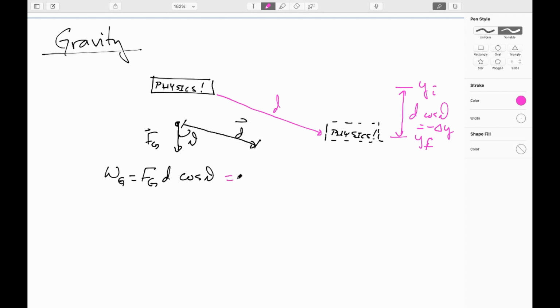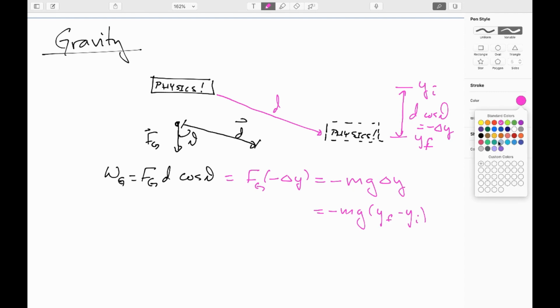So we can make that substitution, say the work done is equal to the force of gravity times minus delta y. And then we can make the substitution that the force of gravity is mg to get minus mg delta y, or if you prefer, minus mg times y final minus y initial. All right, so we proved it for the pink path. Let's do another path. Let's try the blue path here.